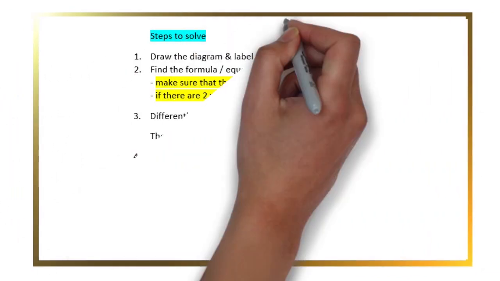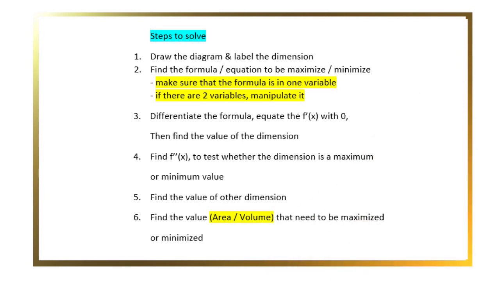First, we must draw the diagram and label the dimensions, but there are some questions that are already given the diagram, so we can just skip to the second step, which is to find the formula or equation of the dimension to be maximized or minimized. Make sure that the formula is in one variable. If there are 2 variables, we need to manipulate it so that there will only be one variable. So the third step is to differentiate the formula, meaning that we need to equate the derivative with 0, then find the value of the dimension.